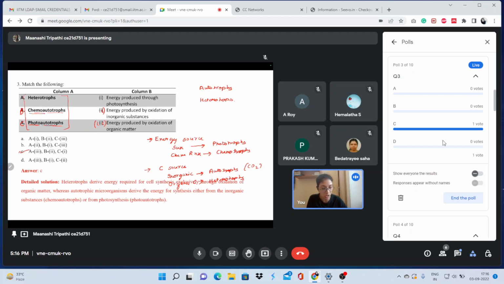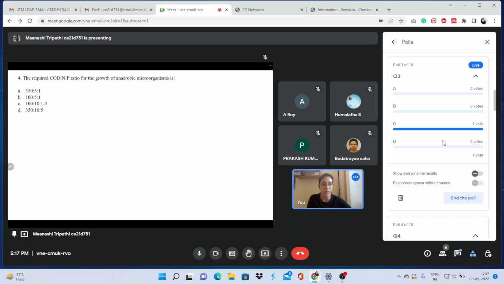Heterotrophs are energy produced by oxidation of organic matter. Wherever we will see organic matter, they are mostly heterotrophs because their carbon source is organic carbon as well as energy source. So we can call them chemoheterotrophs also. Chemo means energy source is chemical reaction, and hetero means organic carbon. By this way you can remember, you won't forget it. Just remember the sequence.